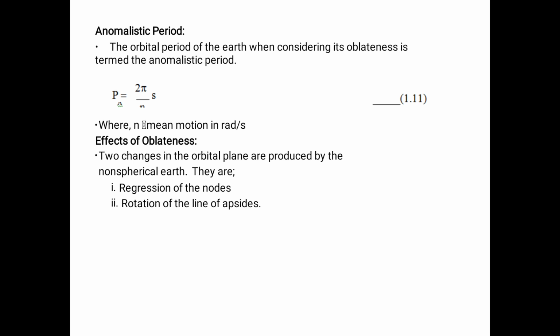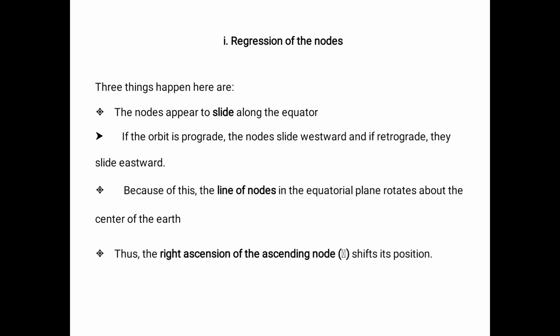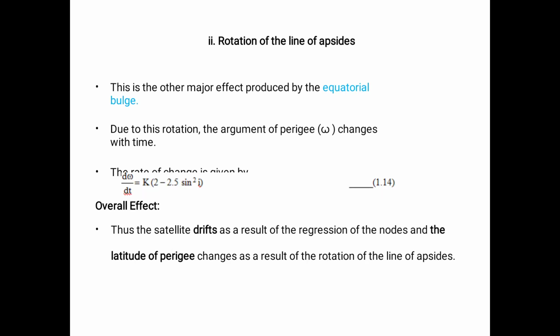Effect of oblateness. Two changes in the orbital plane are produced by the non-spherical Earth: regression of the nodes and rotation of the line of apsides. The node appears to slide along the equator. If the orbit is prograde, the node slides westward, and if retrograde, it slides eastward. Because of this, the line of nodes in the equatorial plane rotates about the center of the Earth. Thus, the right ascension of the ascending node shifts its position. Rotation of the line of apsides.